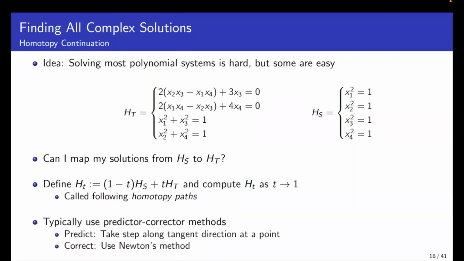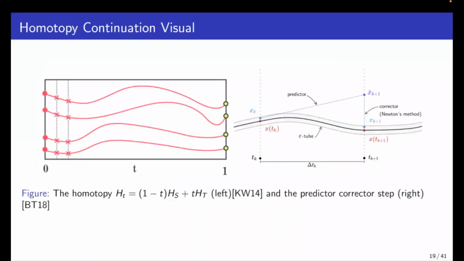The actual way that we numerically follow these paths is typically to use standard predictor-corrector methods. These are methods that are pretty standard in numerical analysis. The main idea is that you start at some point on this curve, a curve in this little t, and you predict. You take a step along the tangent direction at some point, and then you correct using something like Newton's method. I think the best way to think about homotopy continuation is in the following two pictures.